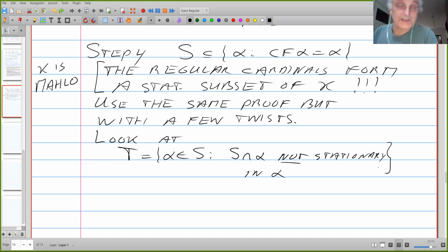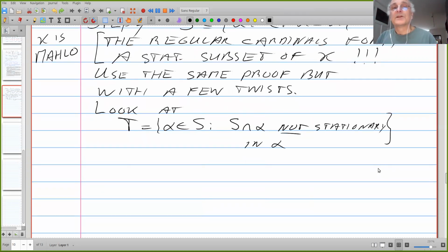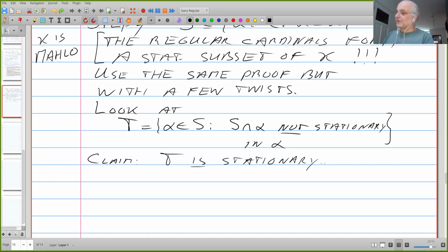S intersect alpha can be stationary in alpha or not. And we take all the alphas such that S intersect alpha is not stationary. And the claim is T is stationary. This is an interesting thing. You have a stationary set, and when you intersect it with smaller ordinals, you could think, well, maybe it's stationary too, lots of times. And the answer is no, it's not stationary lots of times.